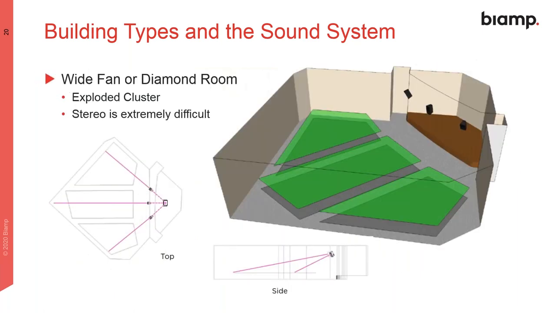Wide fan or diamond room, square, covered with the stage in the corner. Typically, we'll use an exploded cluster. This is sometimes mistakenly referred to as LCR. It's not. There's a speaker on the left, a speaker in the center, a speaker on the right. But each one is covering that section of their audience. They're not three channels of stereo. This is a mono system. All three speakers will get essentially the same signal, might be delayed or whatever, slightly different, but basically the same. So stereo would be very difficult. You'd need to cover all the way across from this side back across, and it becomes very difficult to do in stereo.